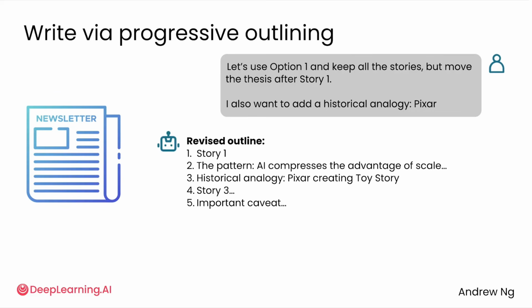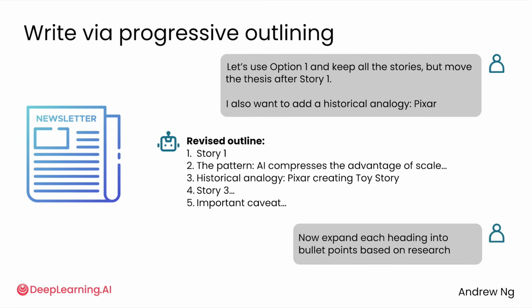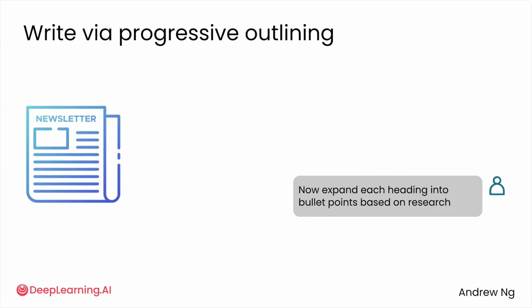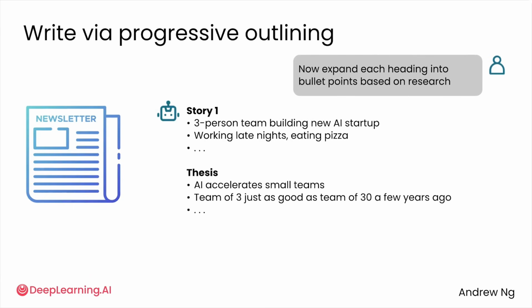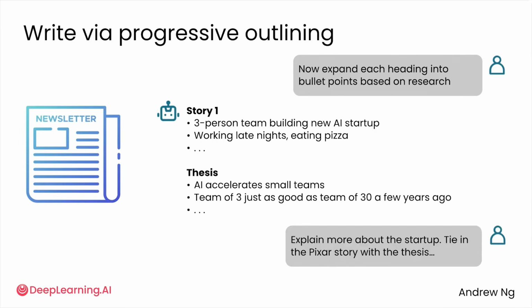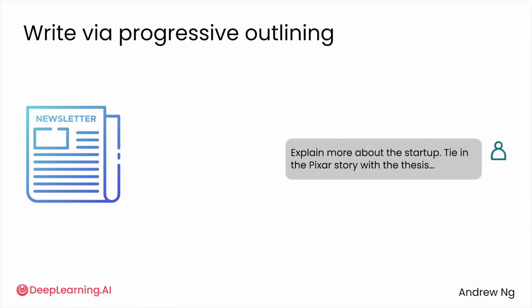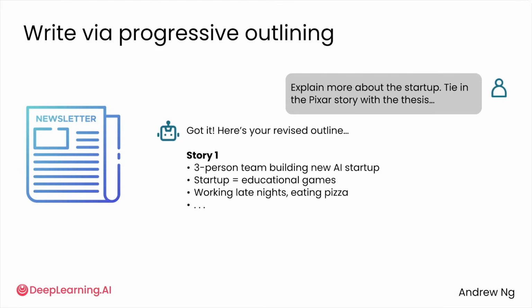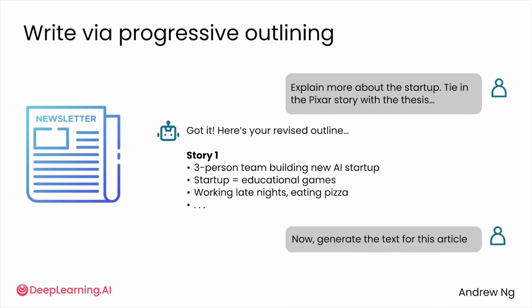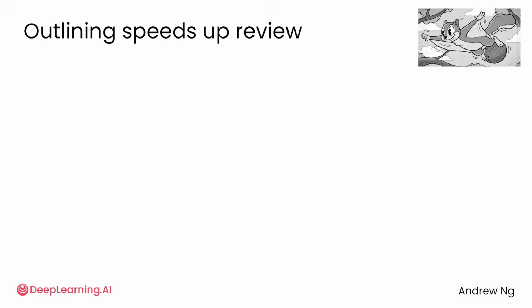If you're satisfied with this outline, then you can tell it to expand each heading, not even into the final text, but just into bullet points. And following that, you might decide to give it more feedback on the bullet points and iterate on the bullet points before finally having it generate the text for the article. And it turns out that starting with an outline speeds up review.